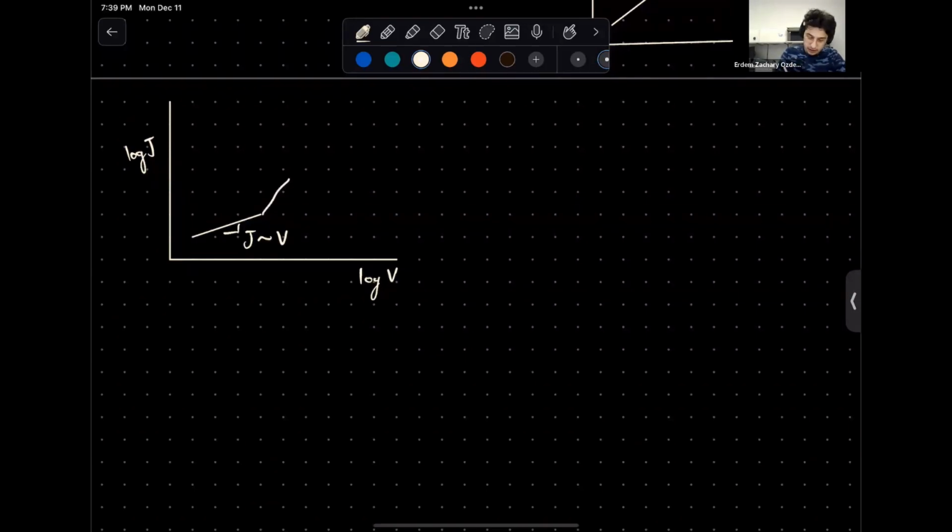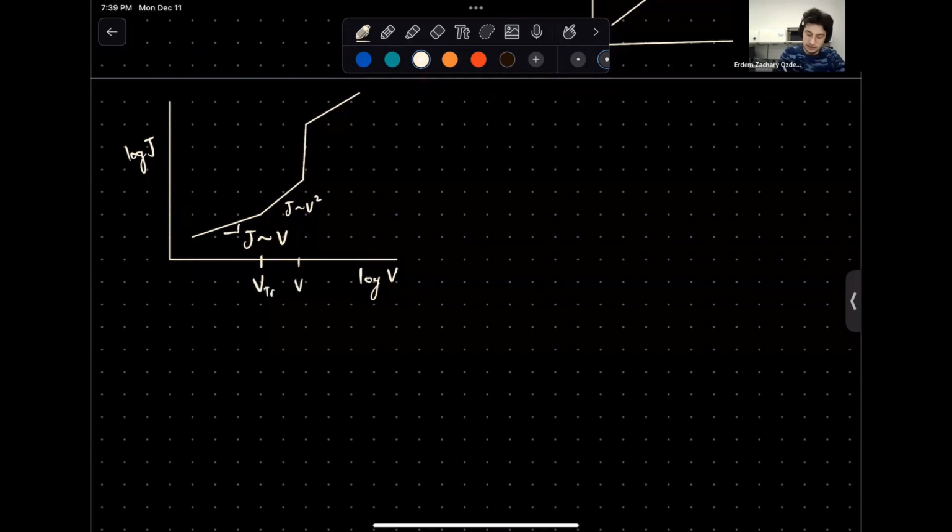And then at this point, it'll go up to a slope of 2, so that current density is proportional to V squared. And then it's going to jump up and then continue at a slope of 2. We call these two points the trapping voltage and the trap filled limit voltage, so V sub TFL and V sub TR.